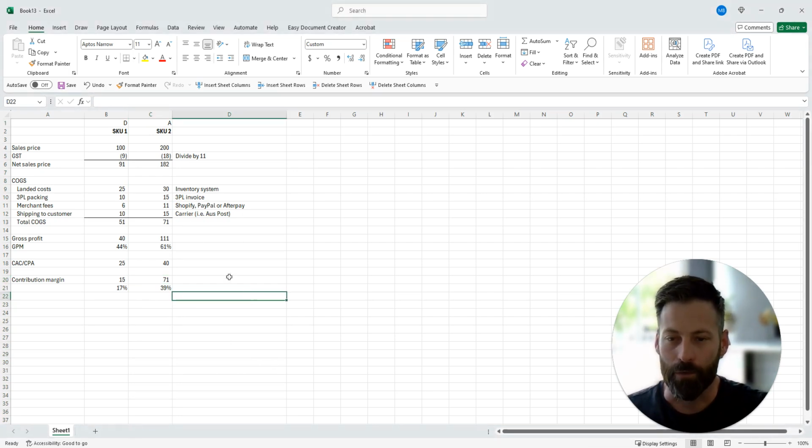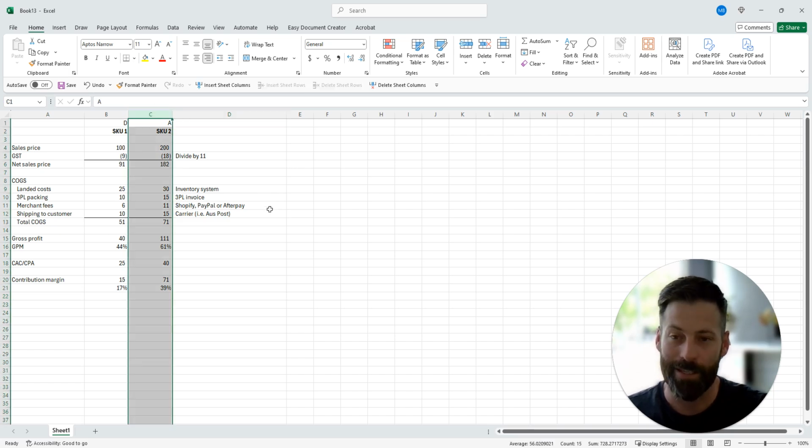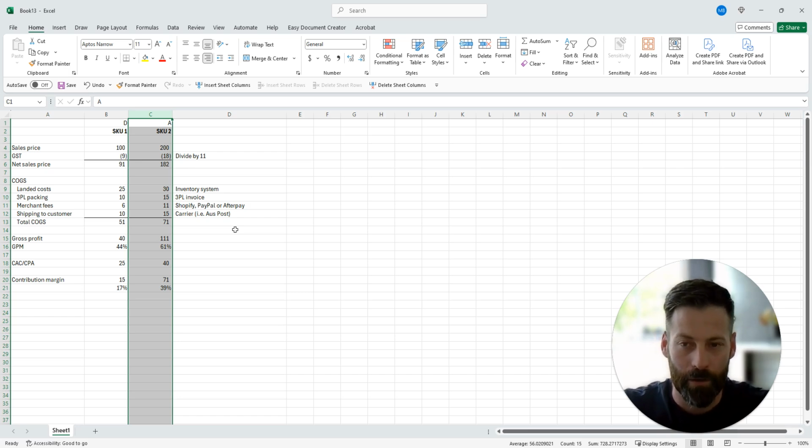The other thing that is helpful to understand is by knowing your contribution margin, you know that you should always have stock of this product, right? Don't ever run out of stock of that product with a 39% margin on it. You should always have it in stock and available to be sold to customers.